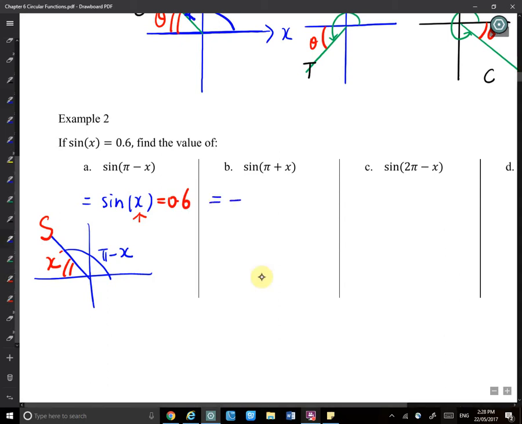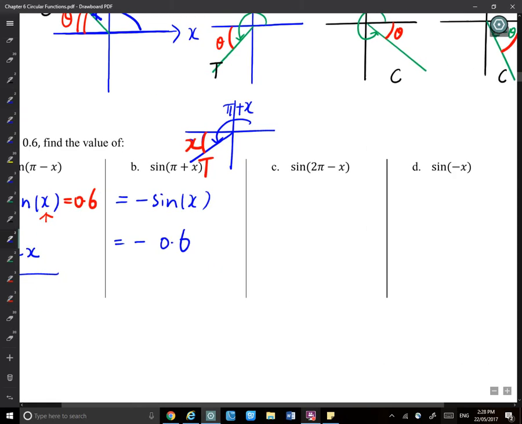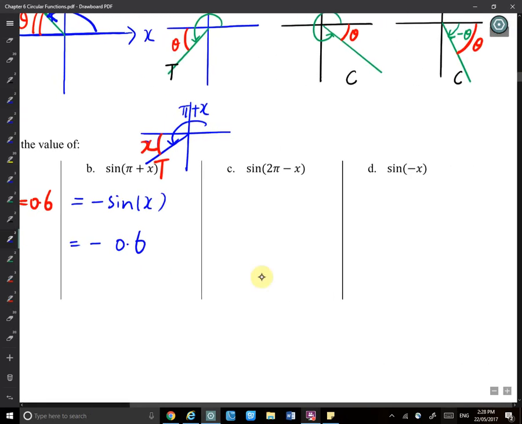For this one, that equals minus sine x. Okay, pi plus x is here, and then the reference angle will be x. But this is the tangent quadrant, so it's a negative of that. So it's negative 0.6. 2 pi minus theta equals minus sine x as well. It will be the same as that one, minus sine x. They all equal negative 0.6. Okay, by all using the same method as above.